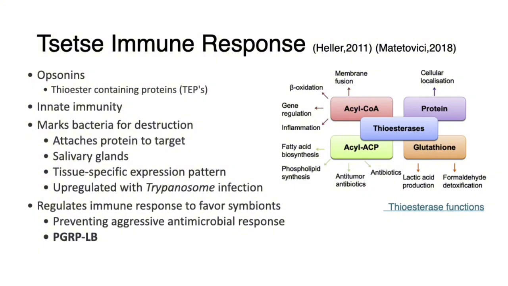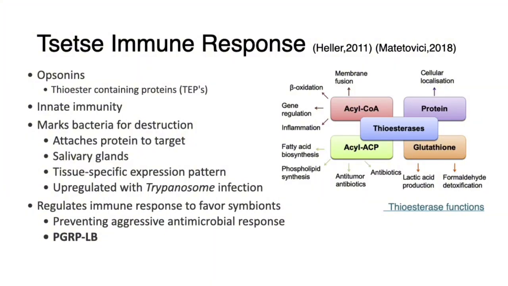So the first topic that I decided to research that was of interest to me was how the immune response plays a role in this system. First we're going to talk about just the general immune response that the tsetse displays. It has this protein called opsonins, and opsonins are going to coat the pathogen and mark them for engulfment by the hemocyte. A specific opsonin that this system has is the thioester containing proteins, or TEPs.